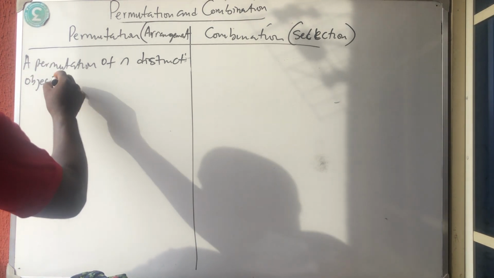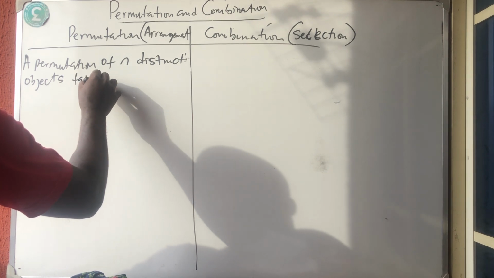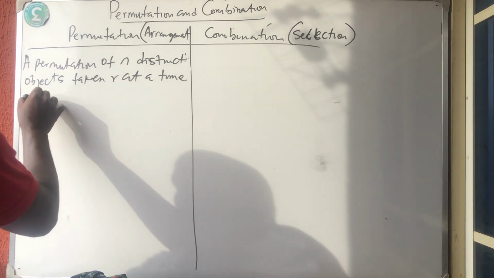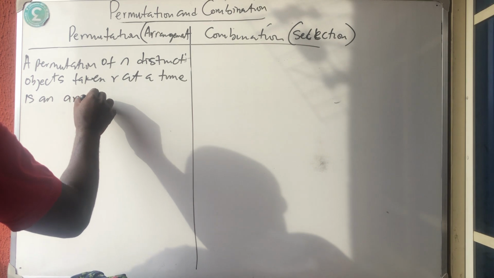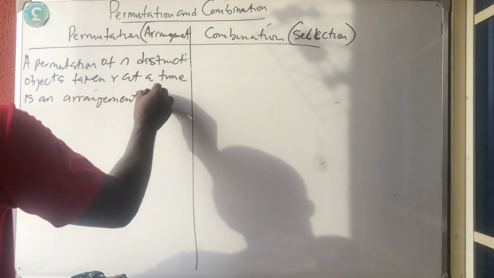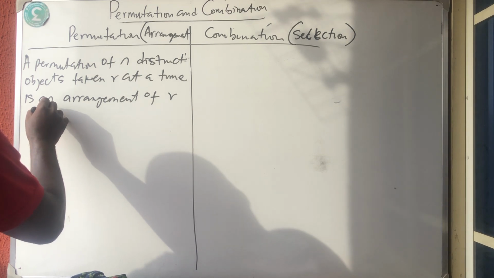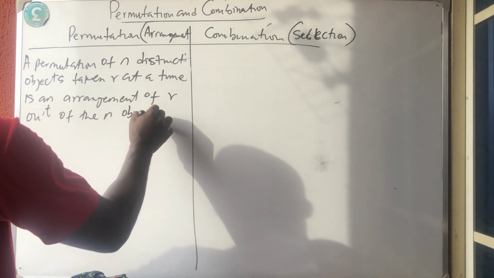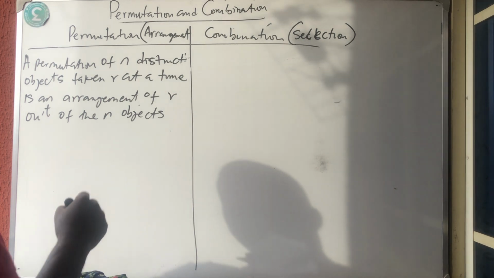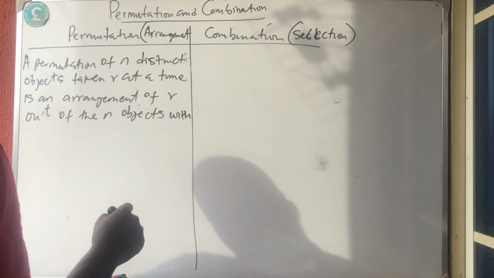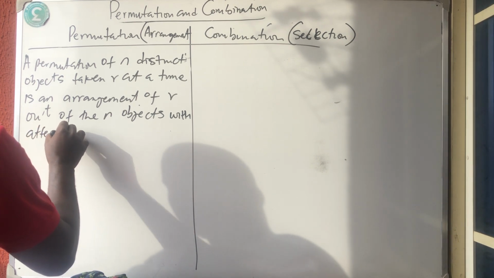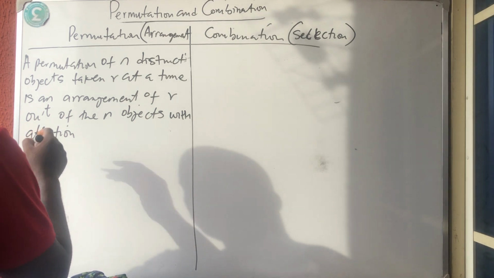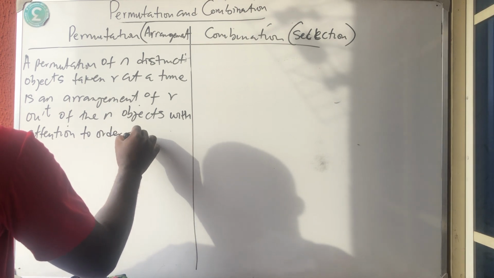A permutation of n distinct objects taken R at a time is an arrangement of R out of the n objects, with attention given to the order of arrangement.